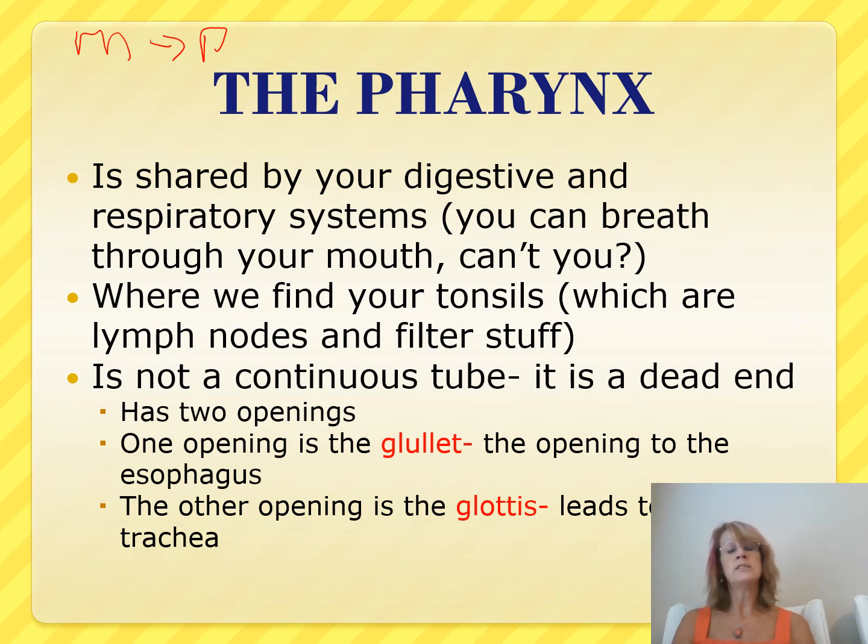One of these openings is called the gullet, and the gullet is the opening that leads to your esophagus. So that would be the hole that opens up so we can swallow. The other opening is called the glottis. It leads to your trachea. And so this is the opening that's open so that we can breathe. And you cannot breathe and swallow at the same time. Try it. Okay. Well, 99% of the time you're breathing. So your glottis is open about 99% of the time, and the other 1% of the time your gullet is closed.